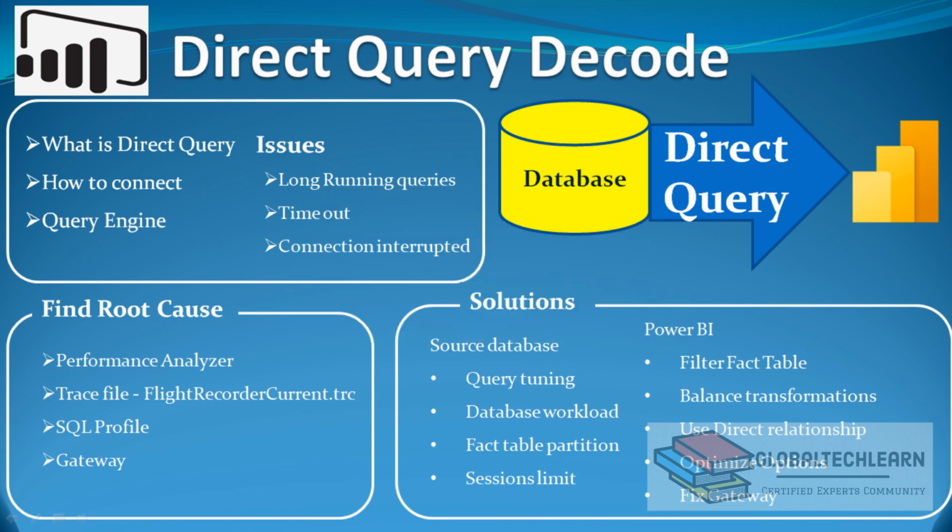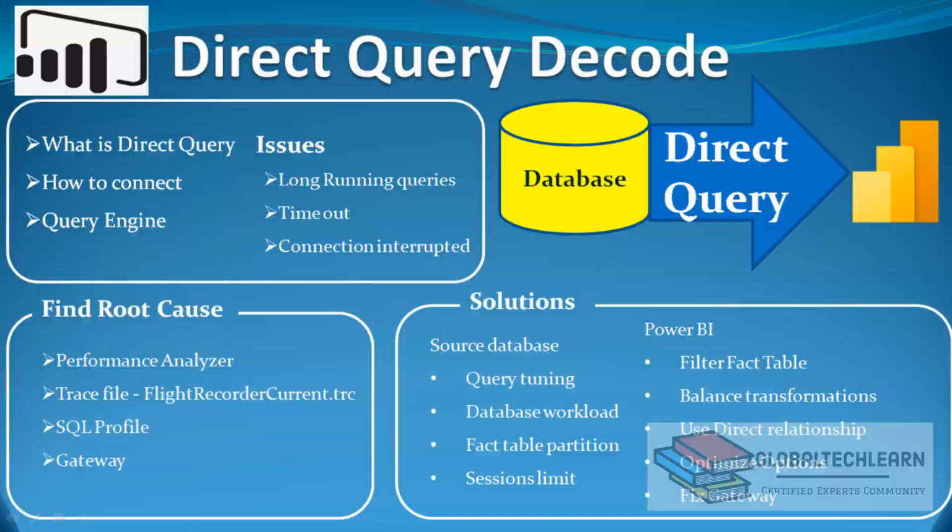The last solution we have is to fix the gateway. If there is an issue within the gateway that is affecting the connectivity between the Power BI service and the source database, in that case we need to work with the network admin team to fix the network issue. And from the Power BI side, the Power BI admin can check the gateway logs to understand what is causing the issue in the gateway. For that, we can go to the gateway.